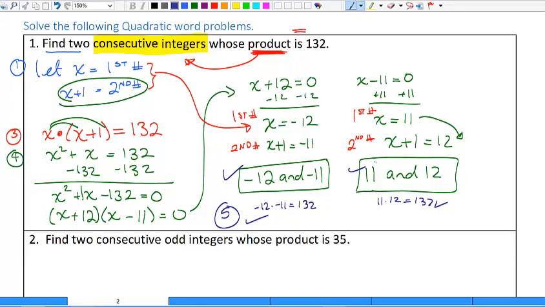Some students might look at this problem and be like, oh, I know the answer. It's 11 and 12. A lot of students will be able to get that in their head if you know your multiplication facts really well. But not very many students would think about the negative parts. So be careful and try not to do these in your head and then make some mistakes and forget some other possible answers.